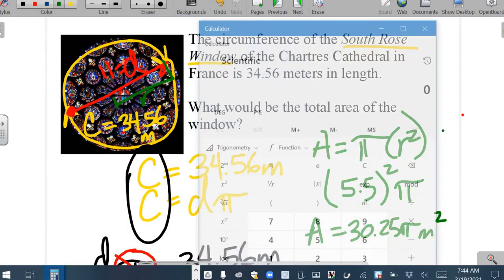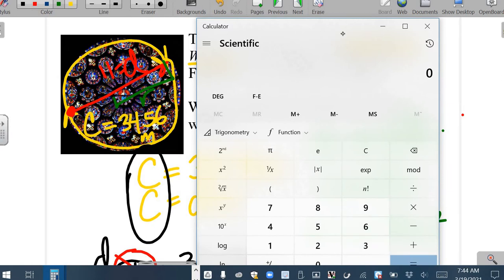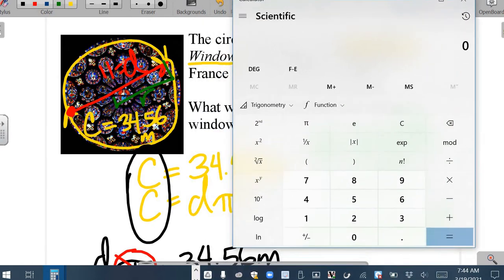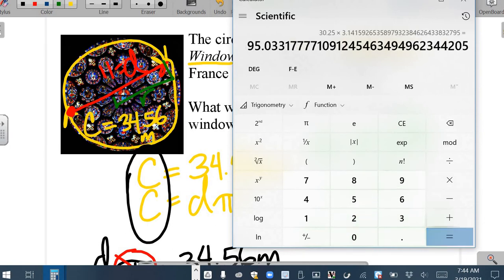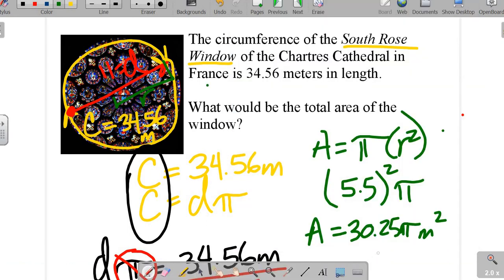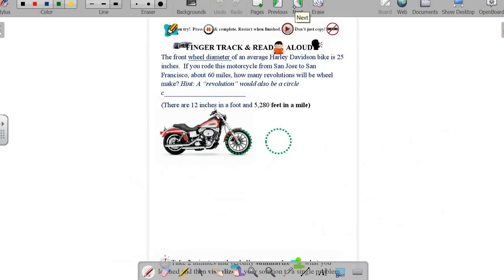And then the decimal version is going to be 95.03 approximately meters squared. Check your work, make note of what you did correct and where you dropped the ball. Let's try this again. You're going to finger track and read out loud and attempt to do this problem in 4 minutes.